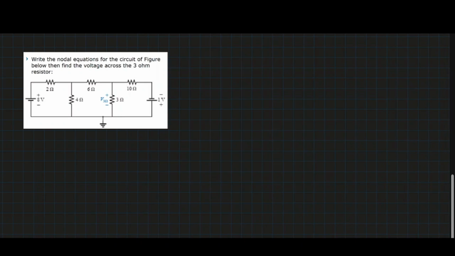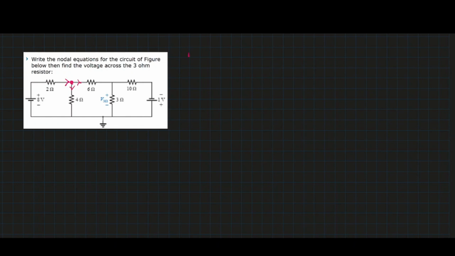Okay, so we're going to be solving this question. We want to find the nodal equation for this particular circuit and then find the voltage across the 3 ohms resistor. So the first thing is that I'm going to be using KCL because nodal equations use KCL. Basically KCL is just the sum of current going into a particular node is equal to the sum of current exiting that particular node.